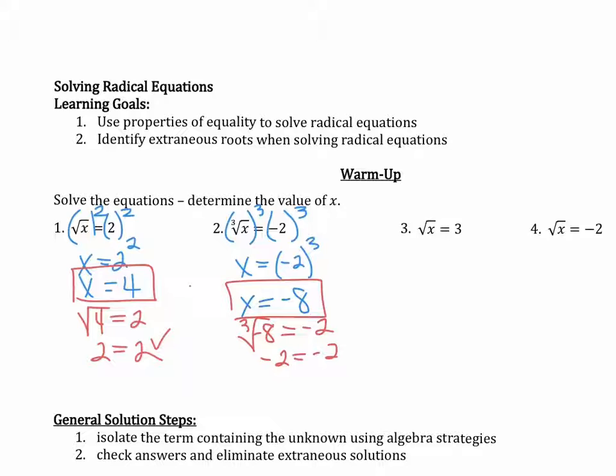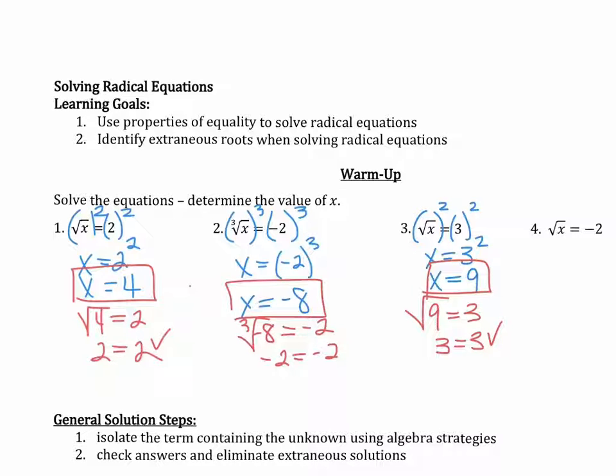The third example is much like the first one. You would raise both sides to the power of 2, and you get x equals 3 squared, or x equals 9. To check your answer, you would substitute 9 for x, and you get the square root of 9 is 3, and it checks out, and x equals 9 is the solution.